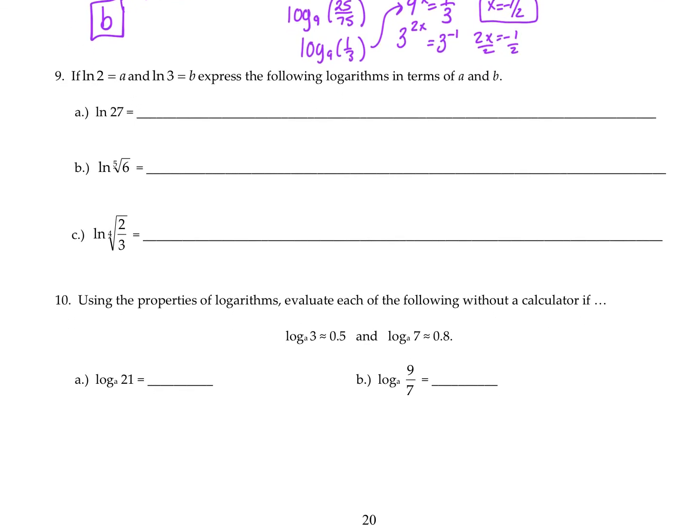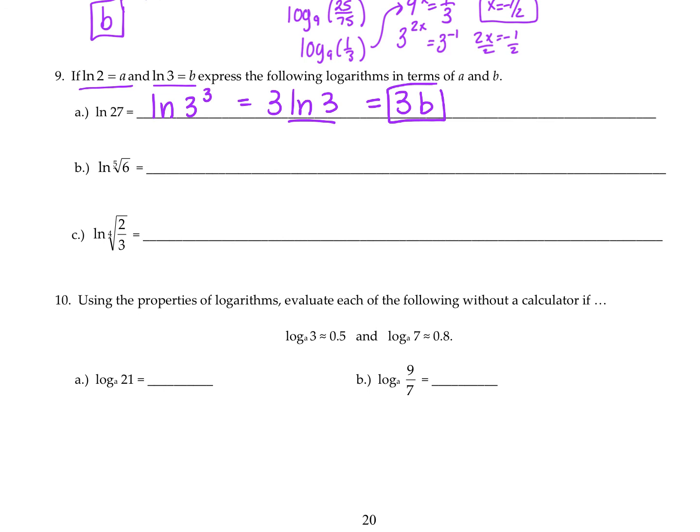All right, so they want us to simplify this knowing that ln of 2 is a and ln of 3 is b. So how can I break down 27? Well, I can break down 27 into the natural log of 3 to the 3rd power. I'm going to bring that 3rd power in front, so I'm going to have 3 ln 3. Well, if ln of 3 is the same as b, this would be the same as 3b.